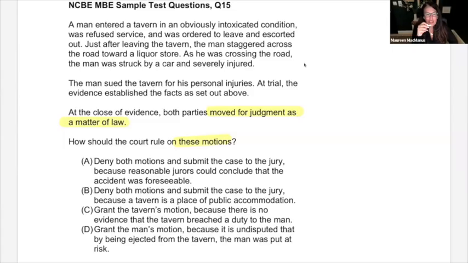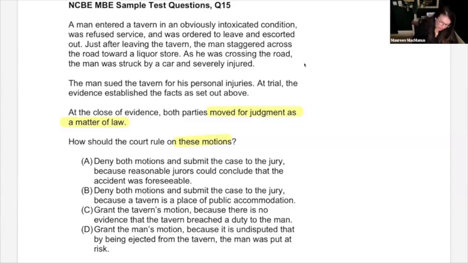Probably not here. All right, so how should the court rule? A: deny both motions and submit the case to the jury because reasonable jurors could conclude that the accident was foreseeable. To me, this is a really attractive answer, because could reasonable jurors conclude that the accident was foreseeable? It is foreseeable. That's true. But that gets to causation, that gets to some other stuff. But did they have a duty to this man? And they didn't. So that's why A is incorrect.